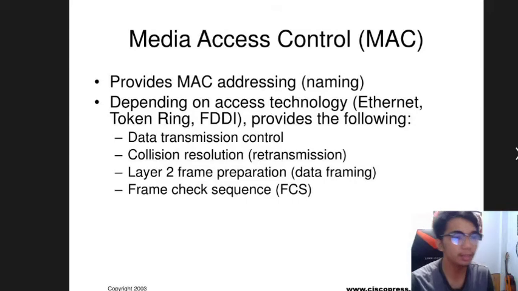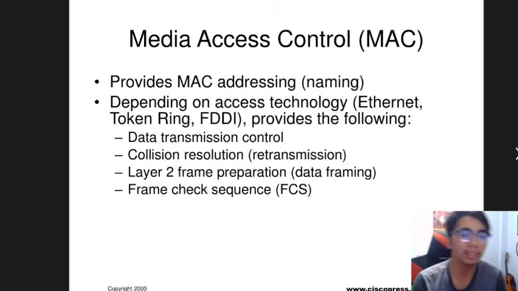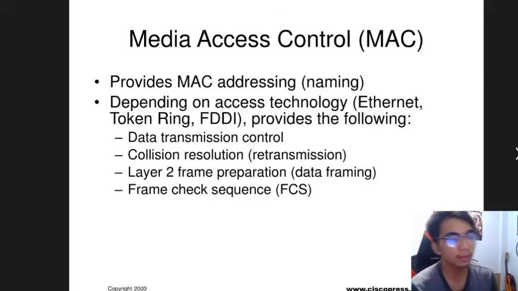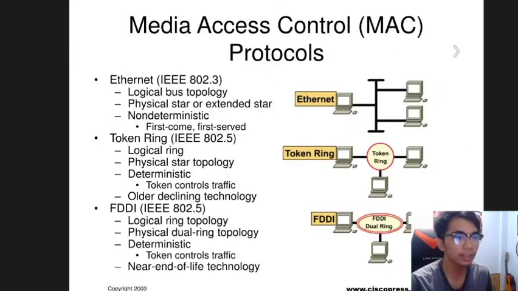Ethernet operation: media access control, or MAC, provides MAC addressing and naming depending on the access technology. Ethernet, Token Ring, and FDDI provide the following data transmission control. Collision resolution, which is somewhat the retransmission. Then layer 2 frame preparation, data framing, and the frame check sequence, or FCS. Then media access control, or MAC, protocols.